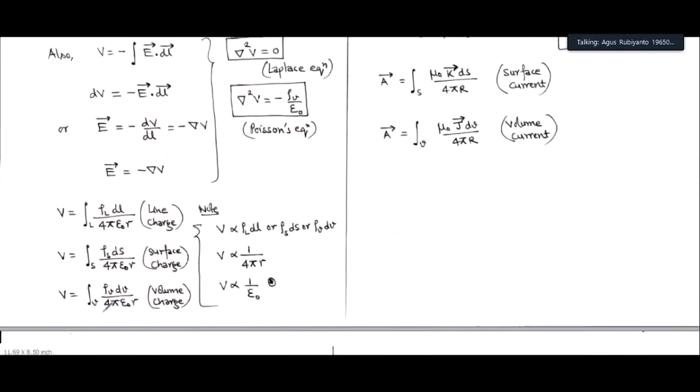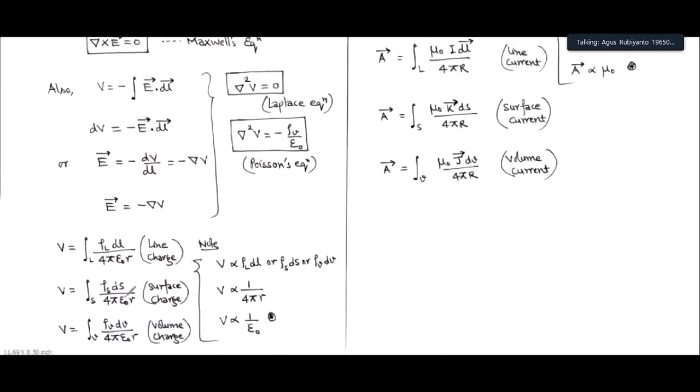So in case of electric scalar potential, we consider Laplace equation and Poisson's equation. That is obtained from Laplacian of a scalar and Laplacian of a vector. So Laplace equation is del square V equals 0 and Poisson's equation is del square V equals minus rho V upon epsilon naught.